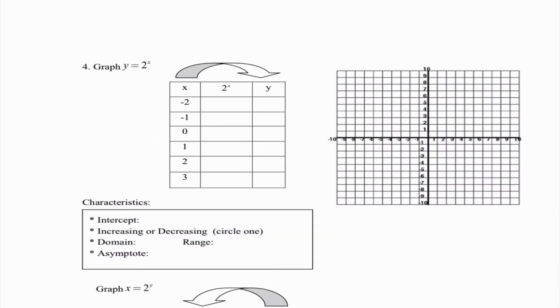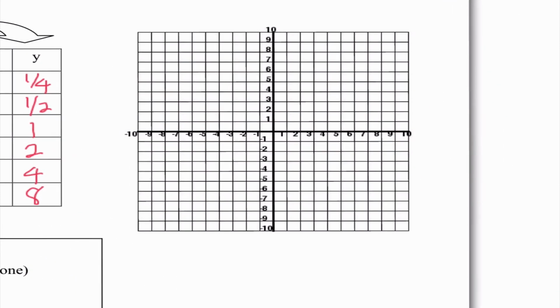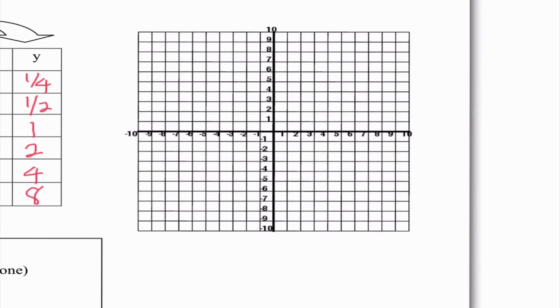Okay, so number 4 is asking us to graph y equals 2 to the x. And once again, we are really, really good at that. In fact, we know what all of those different ordered pairs are going to be. So I'm going to go ahead and graph those on here. So I have -2, 1/4, -1, 1/2, 0, 1, 1, 2, 2, 4, and 3, 8. Apparently, even though I know where those points are, I'm failing in actually graphing them.